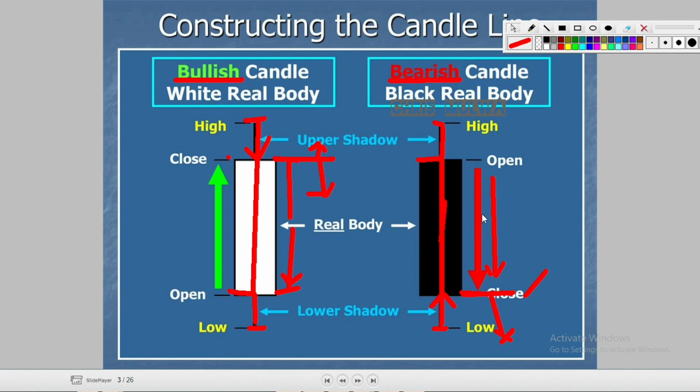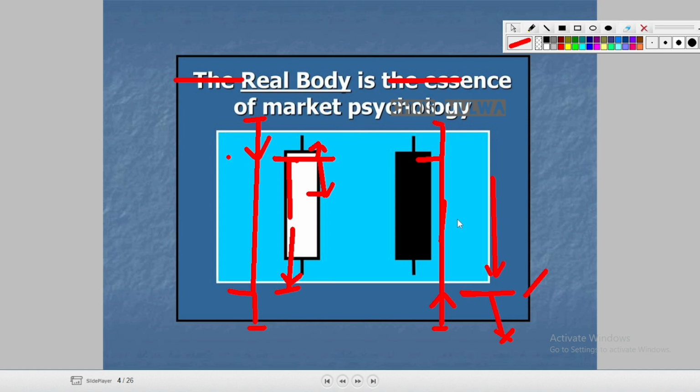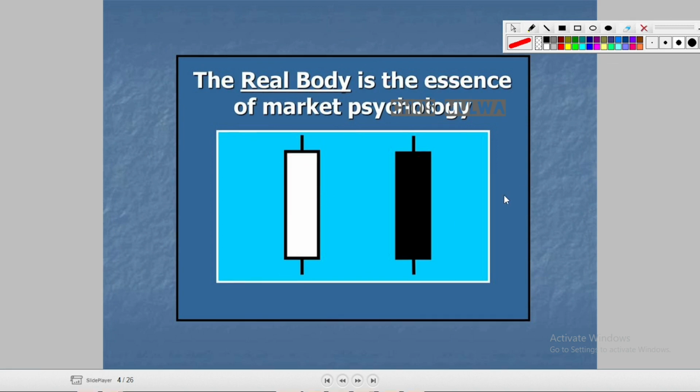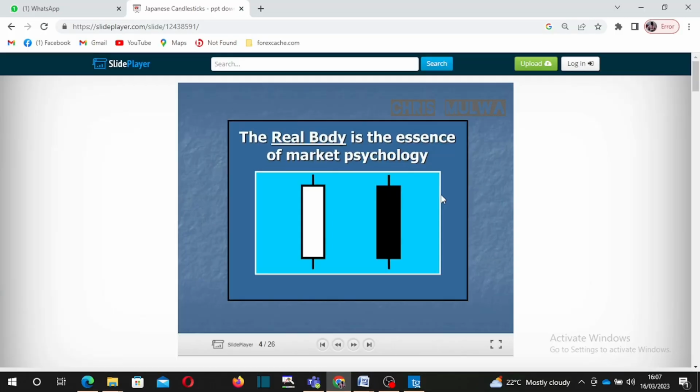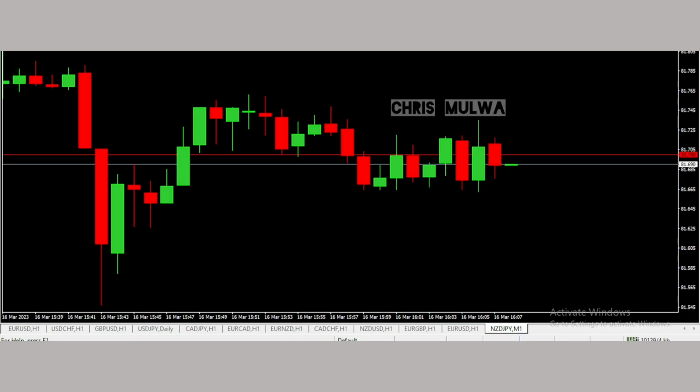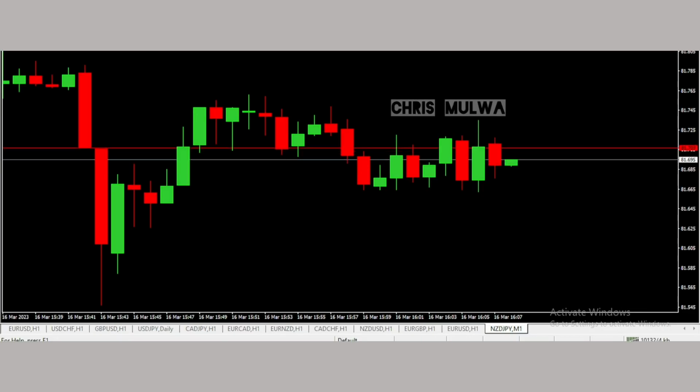Now you see this body as well. Before we move to the real market, I'm not getting the exit button. Okay, we move to the real market. I want to explain this on the real market. This is now the real market.